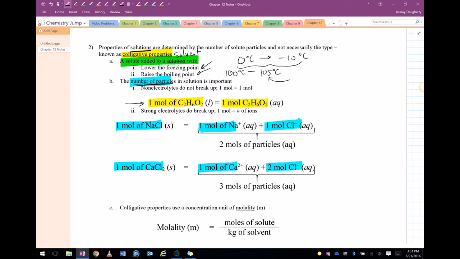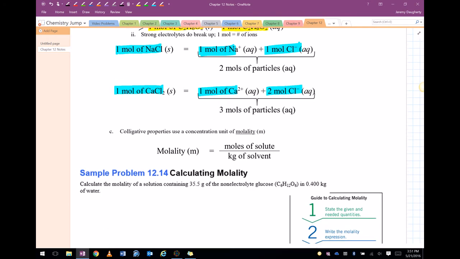Okay? So one of the units of concentration that we use for this is what's called molality. And the molality is the number of moles of solute divided by kilograms of just solvent. So it's moles of solute divided by kilograms of just the solvent.